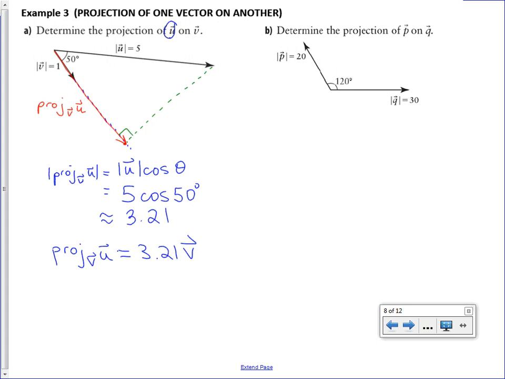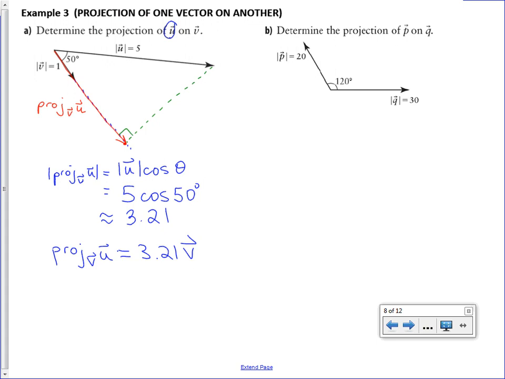Like, if vector V in this specific example is 1 unit long, then I want a vector that's in that same direction but 3.21 units long. Isn't that exactly what this red vector is? It's going in the same direction as vector V, but it's 3.21 units long. So it will be the length of the shadow and the correct direction. So this is the actual vector projection, because it actually is a vector. This is a scalar projection because it's the length of it. This is the vector projection because it includes the vector.